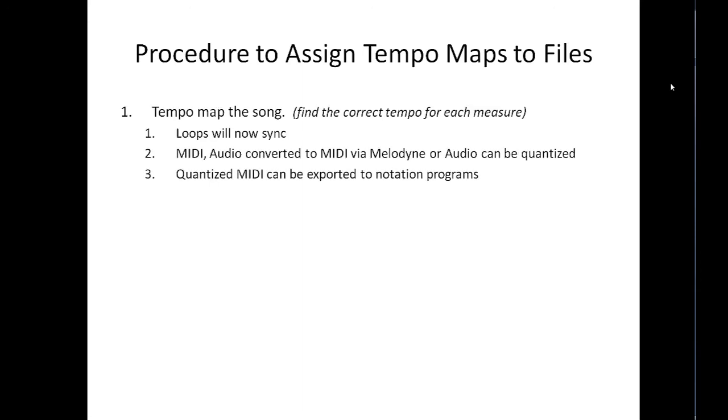So here's a procedure to fix all that and to get the most out of it. First and foremost, as we talked about earlier, you have to do the tempo mapping of the song. That's to find the correct tempo for each measure of the song. Once you've done that, then you're free to use loops. All loops will sync with your song. MIDI, audio converted to MIDI via Melodyne, or just plain audio can be quantized to the grid if you want. Quantized MIDI can also be exported out to notation programs, and it will show up properly in the notation program.